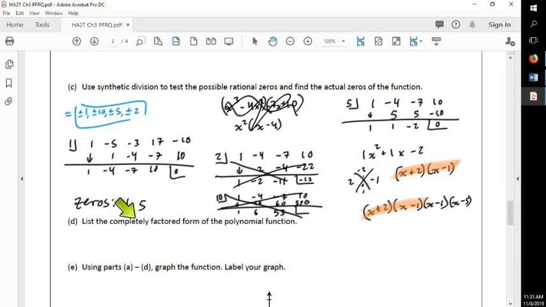It says list the completely factored form of... Oh, I did that right there. Let me move it over. I should have just read it before I started going off. Okay, all right. Last one says, using parts A through D, graph the function. Let's see what we got here.